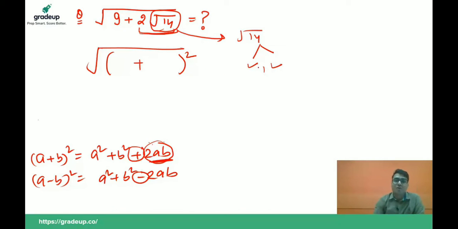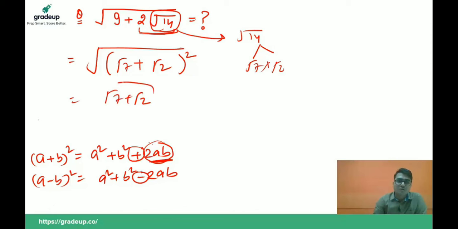So if I factor this root 14 into root 14 and 1, after squaring and adding, we are not getting 9. So this will not work. So I have to take another factor of this, that is root 7 and root 2. After squaring and adding, we will get 9. So this will work. We are getting a and b, so the answer is root 7 plus root 2. I hope you got the point.